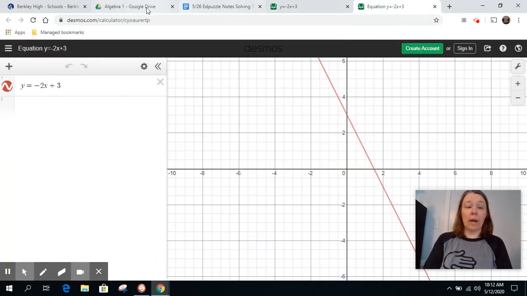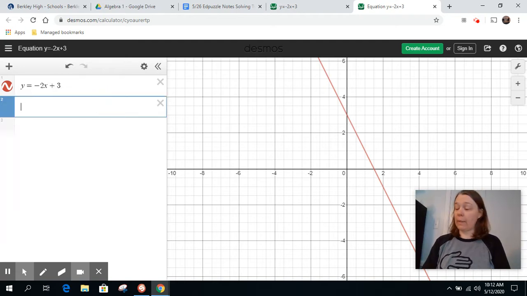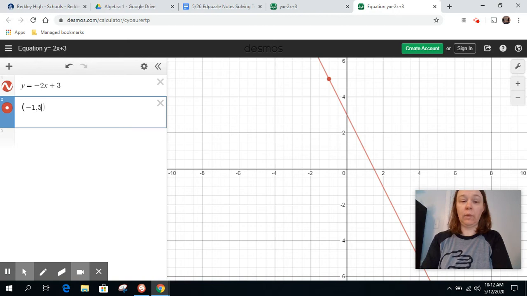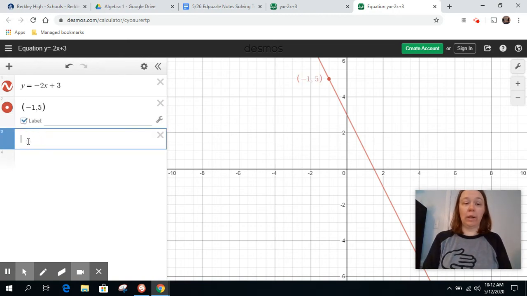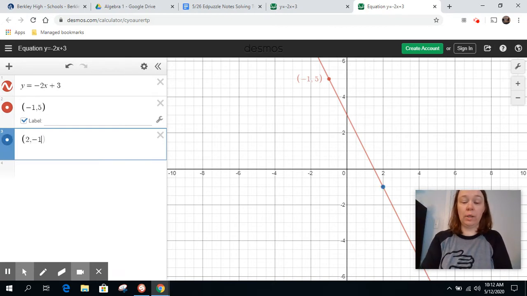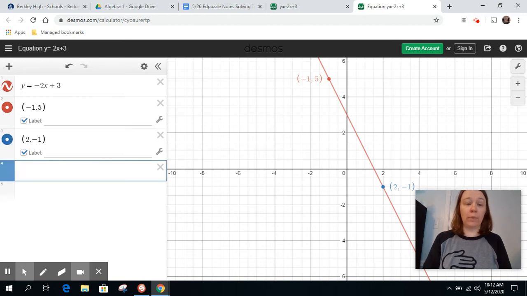So here's my graph, and I'm going to plot these points. I'm going to plot the point negative 1, 5. So there's the point negative 1, 5. Remember, that was a solution. Now let's plot the point 2, negative 1. And remember, that point was a solution. So remember, what determines if a point is on the line? You should be asking yourself that question right now. All right, so now let's put in the point 0, 0. That did not make our equation true.